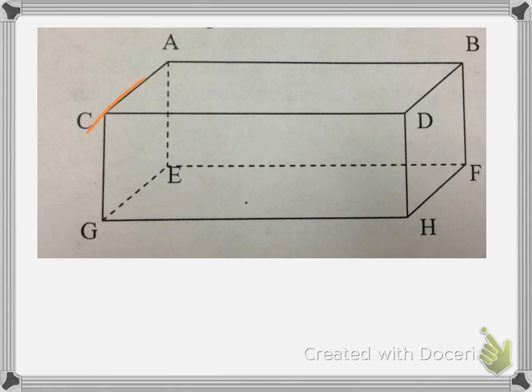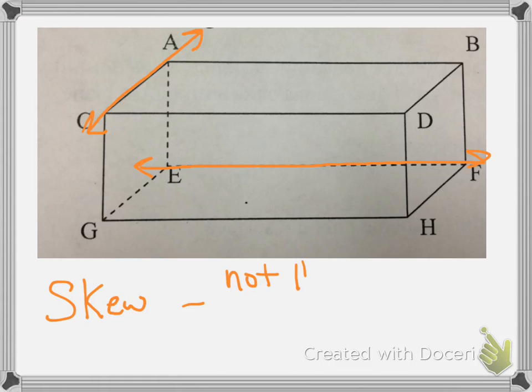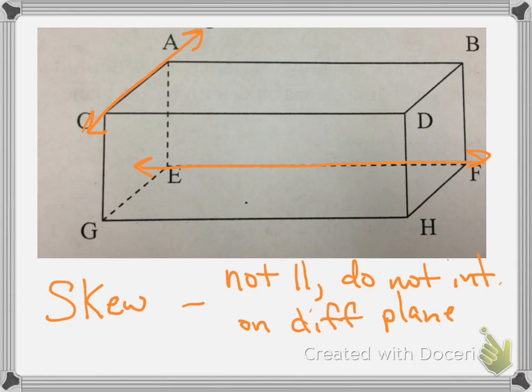All right, here we go. CA. So CA is right here. And then EF. So EF is down here. All right, so they are not parallel, and they will not intersect, and they do not lie on the same plane, so therefore they are skew lines. So not parallel, do not intersect, and on different planes. That means that they're skew.